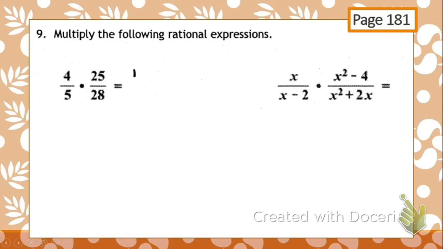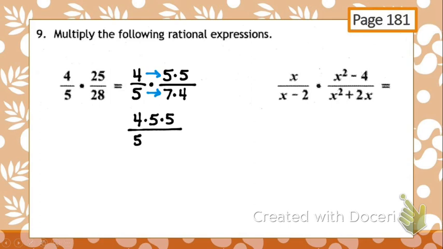So I've got 4 over 5. I'm going to leave that one that way for right now. Times 25. What do you multiply together to get 25? 5 and 5. So this is 5 times 5 right here. How could I rewrite 28? 7 times 4. And we just talked on the bell work that when I multiply fractions, we multiply straight across. So this is 4 times 5 times 5 in my numerator, and 5 times 7 times 4 in my denominator.